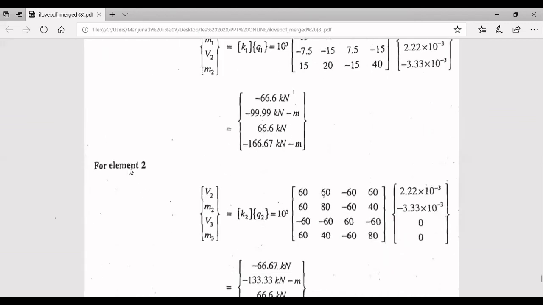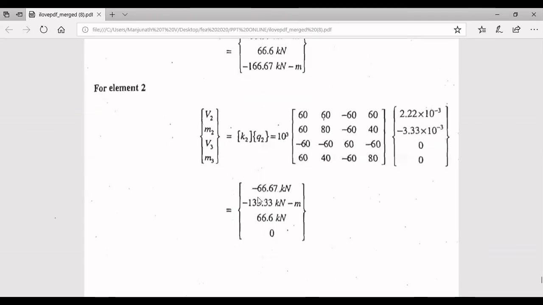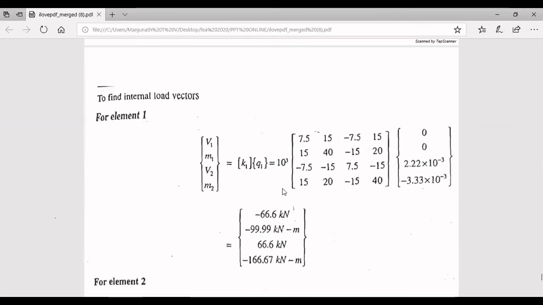Similarly, consider element number 2. At node number 2, V2, M2, and node number 3, V3, M3, we can calculate by each row and column multiplication, which gives the corresponding V2, M2, V3, M3 values. This is how we calculate the internal loads. So don't confuse reaction forces with internal loads.